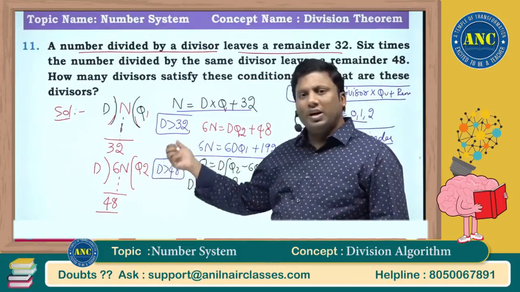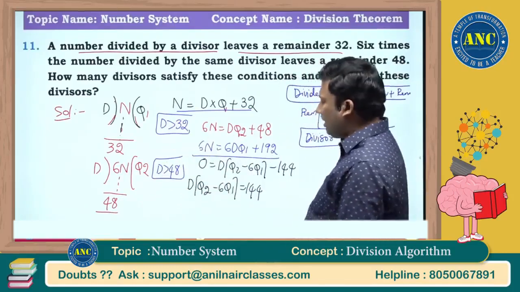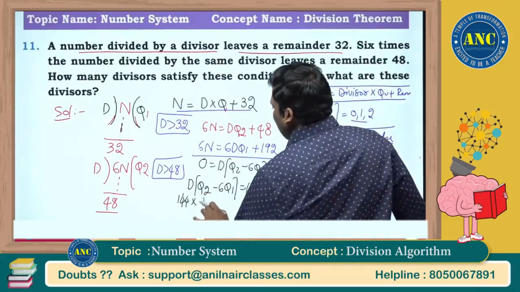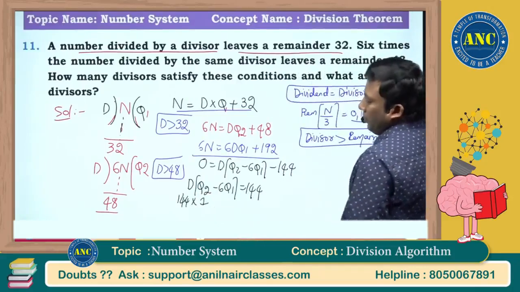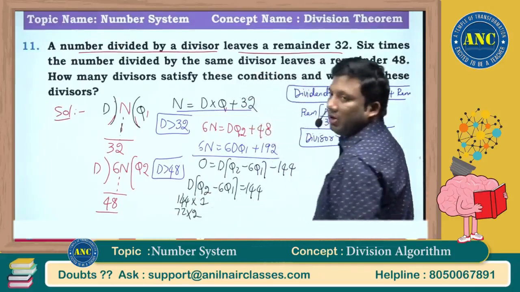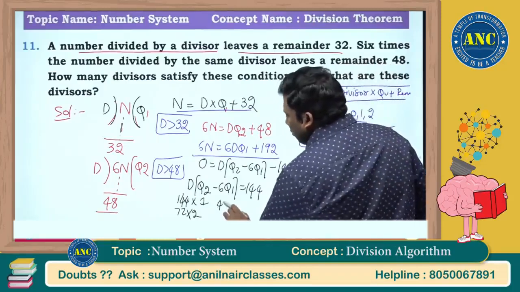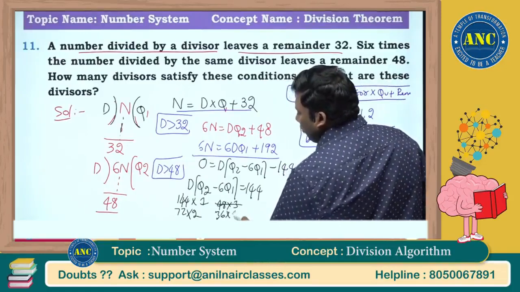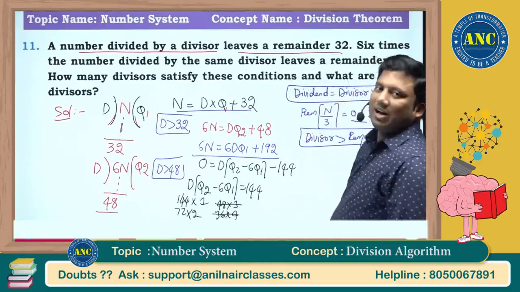Now we got the cases. d should be greater than 48, and greater than 32. That means 144 into 1, d is 144, possible case. 72 into 2, possible case. 48 into 3, not a possible case. 36 into 4, not a possible case. Are you all with me?